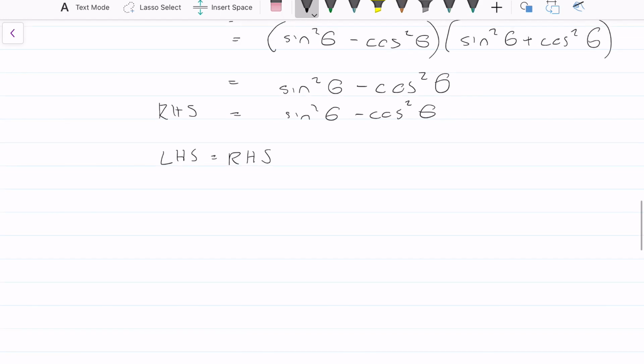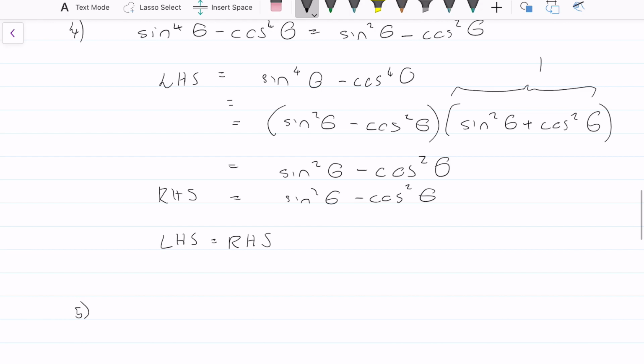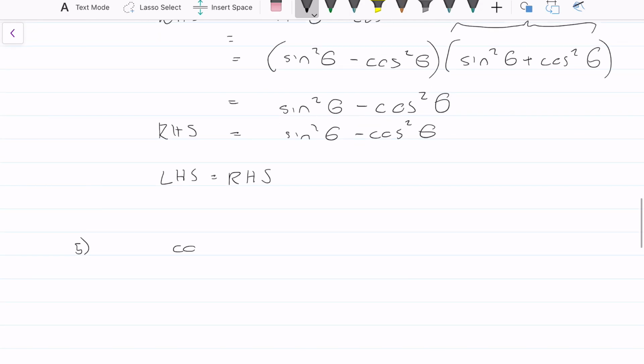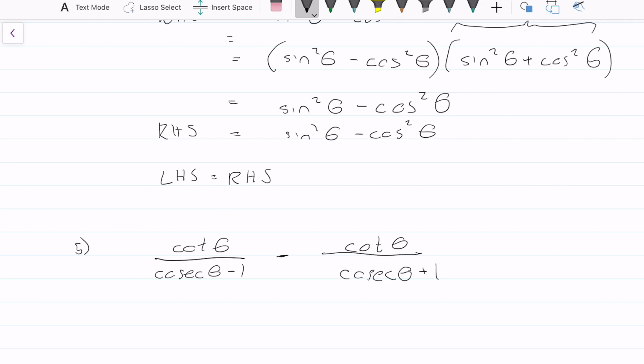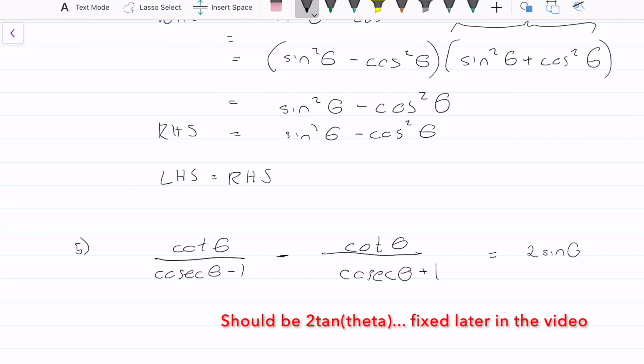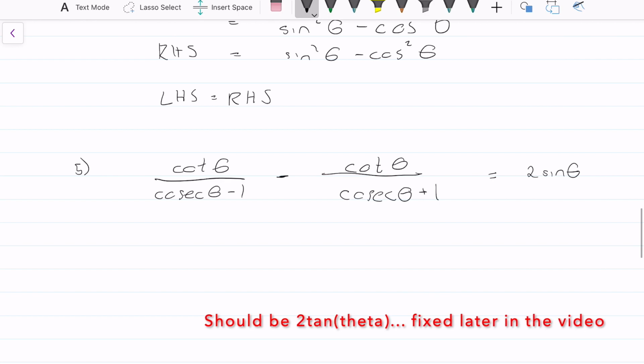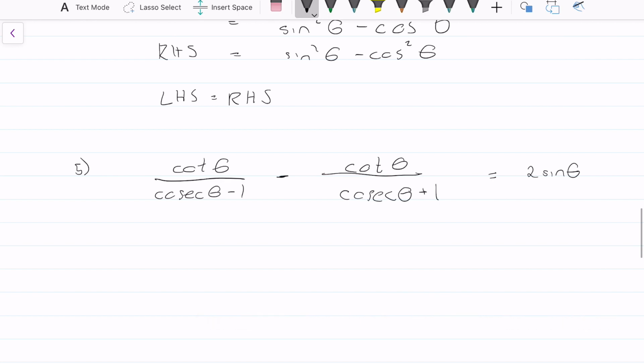Good stuff. Okay, and then the last question I have for you is a bit nasty, but let's try it anyway. We have cot theta over cosec theta minus 1, minus cot theta over cosec theta plus 1. Okay, and we have to prove that that's equal to 2 tan theta. So what do we do first?